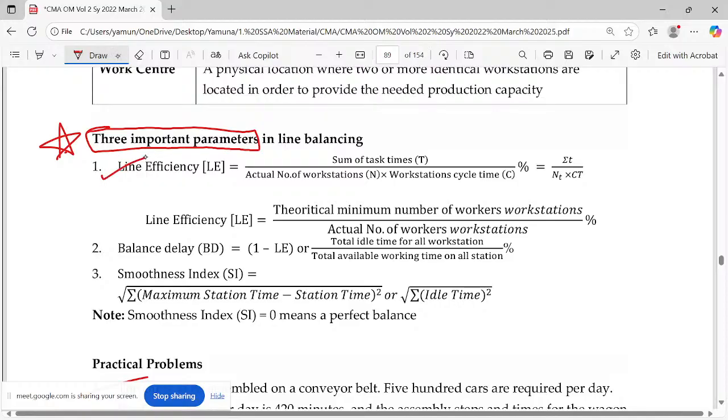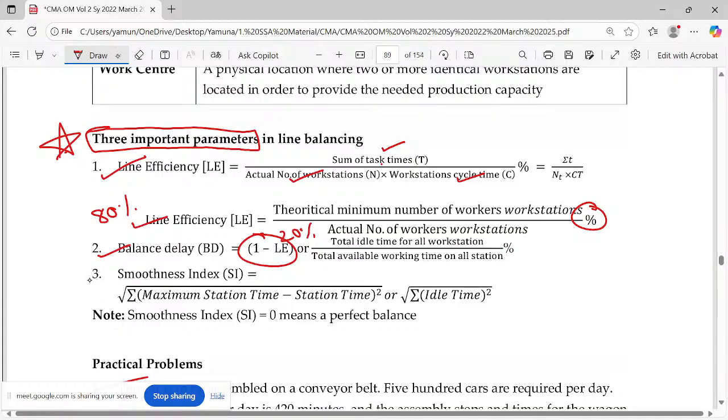To find the line efficiency, we'll find the sum of the task times, the total time needed for doing the job, divided by the actual number of workstations times the workstation cycle time. You need not worry about this. Line efficiency is calculated in percentages. There will be a balance delay. If I'm using only 80% effectively, the remaining 20% is the balance delay.